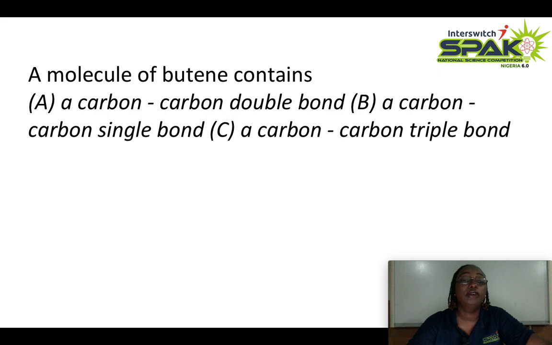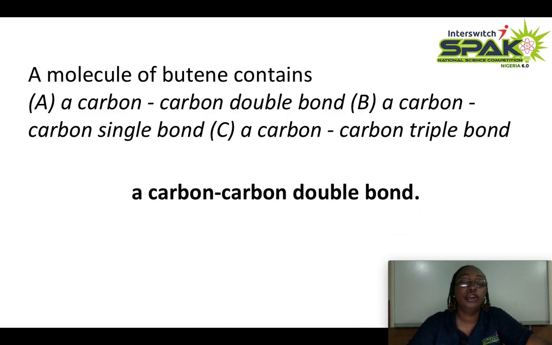A molecule of butene contains: carbon-carbon double bond, carbon-carbon single bond, carbon-carbon triple bond. So the answer is carbon-carbon double bond. A molecule of butene, because of the presence of the double bond, ends with ENE. The answer is carbon-carbon double bond.